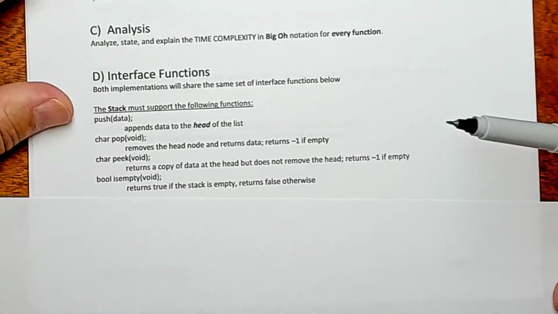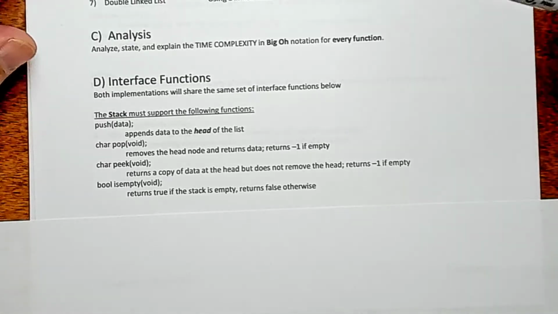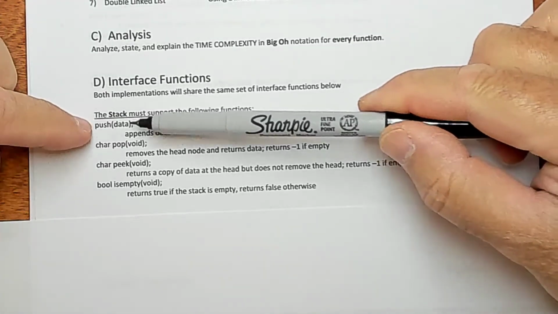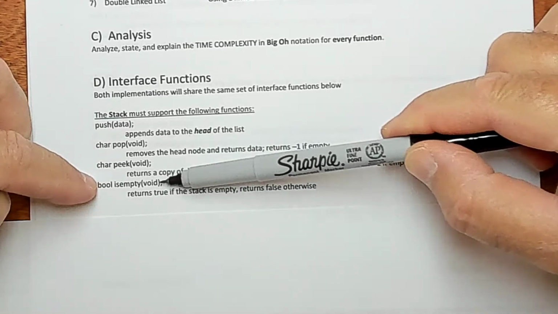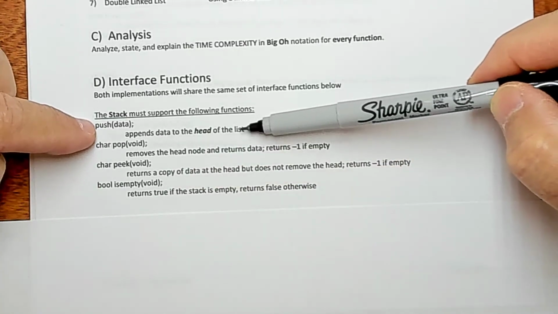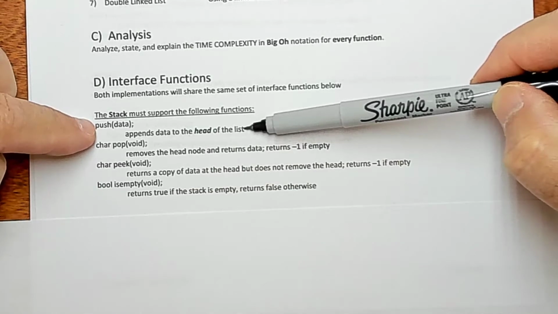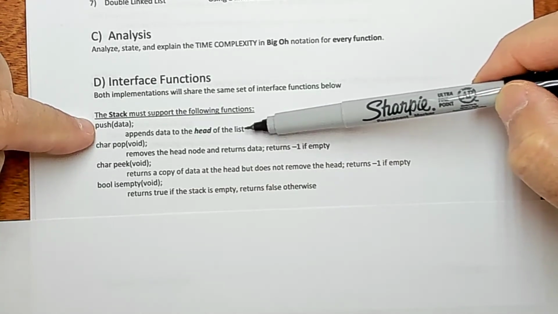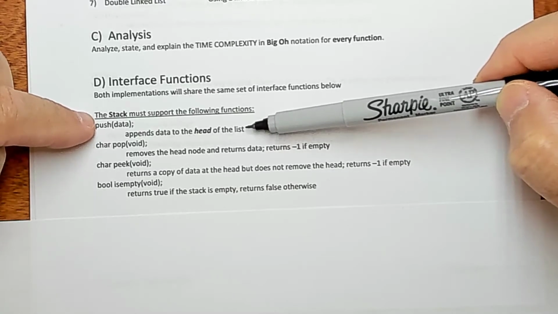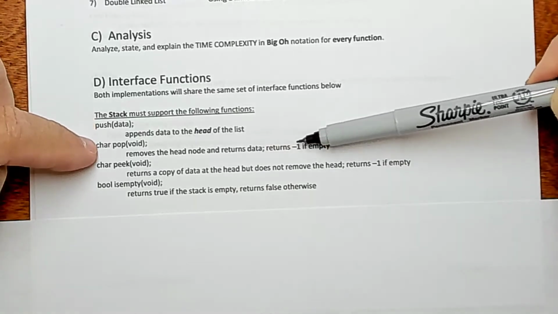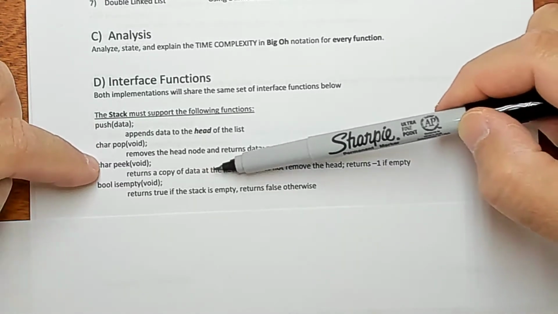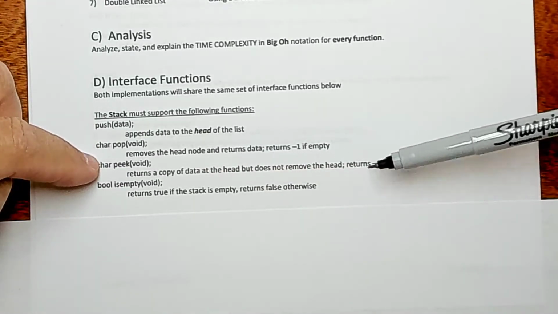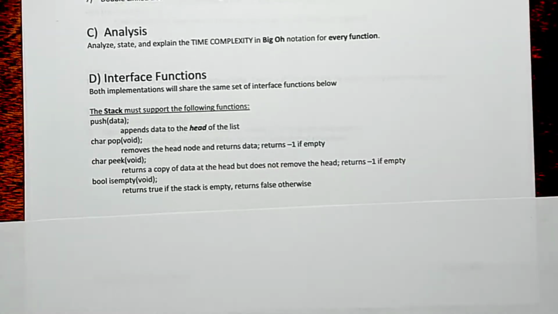And what do I mean by a stack? Well, it's going to have this interface. That is, it's going to have these set of functions. There's a push function, a pop function, a peek function, and isEmpty. And push just appends data to the head of the list, depending on whether it's a circular array or a linked node, it'll put it at the head of either one of those. Pop removes from the head, okay, and then peek just returns a copy of what's at the head. Right? That's what a stack does.